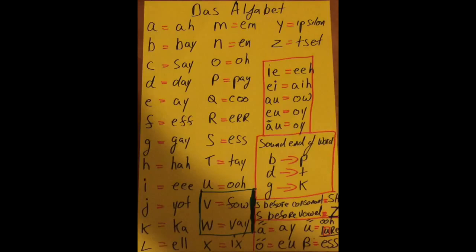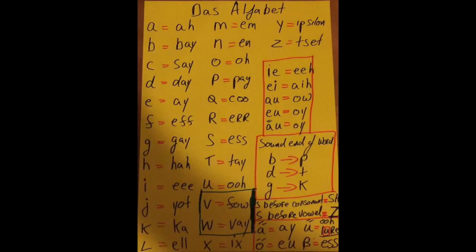R, S, T, U. Now pay attention with the next two because they can be quite tricky. V is V and W is V. So V, W, V, W. Then we're on to X, Y, Z.